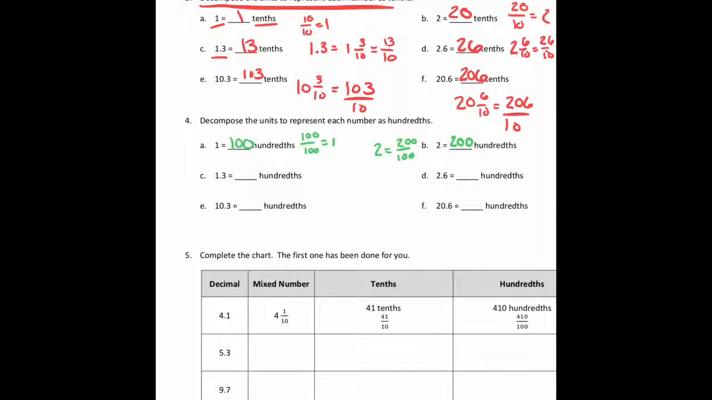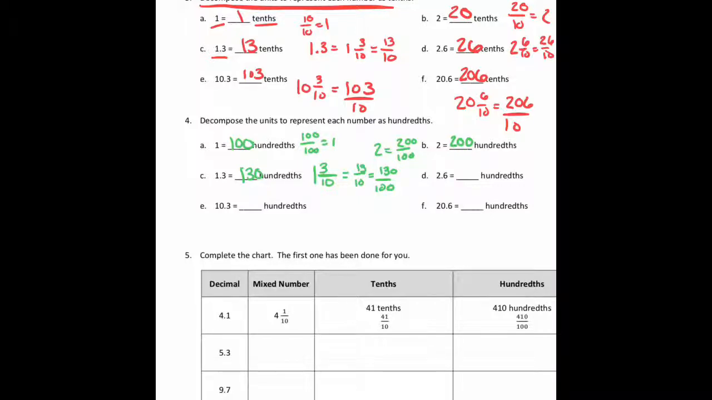1.3 would be the same as 1 3/10 or 30 hundredths. And when I change it into a fraction greater than 1, I get 13/10, which is equivalent to 130 hundredths. So I should get 130 hundredths here.